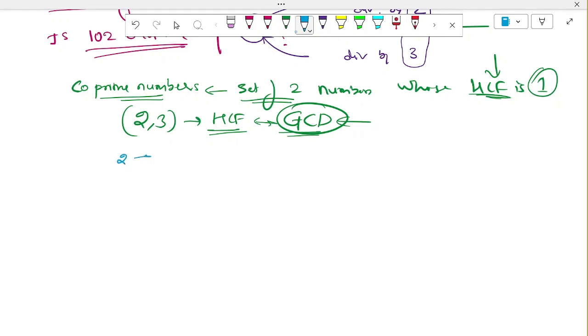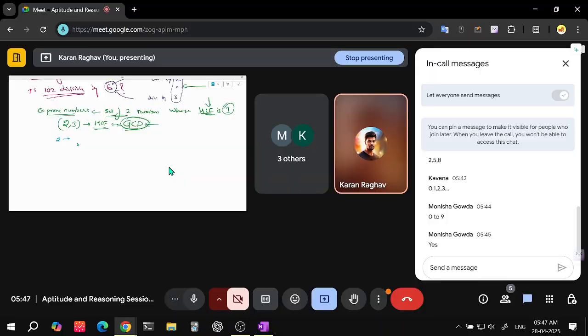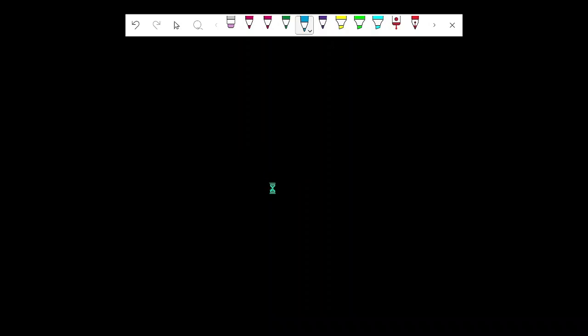Now 2 and 3. Find the factors of 2. What are the factors of 2? Means 2 is divisible by which all numbers? 1 and 2. 1 and 2.